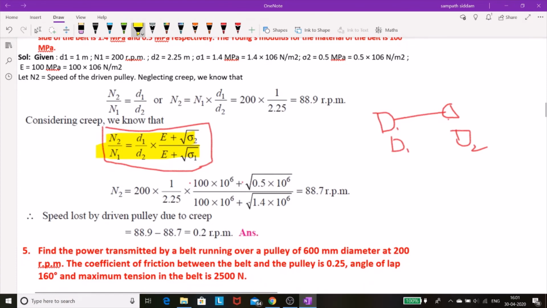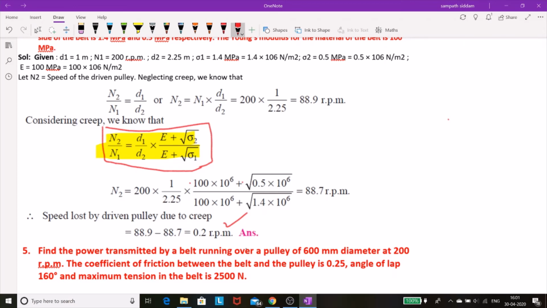N1 is already given. So finally we got this speed lost as 0.2 rpm. So due to the creep, there is 0.2 rpm of speed which has been lost. Our main intention as a design engineer is to avoid this loss. How do you avoid the loss is a big question. Okay, this is about the problem number 4.